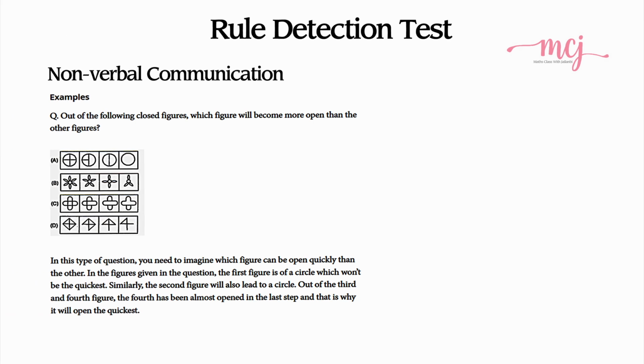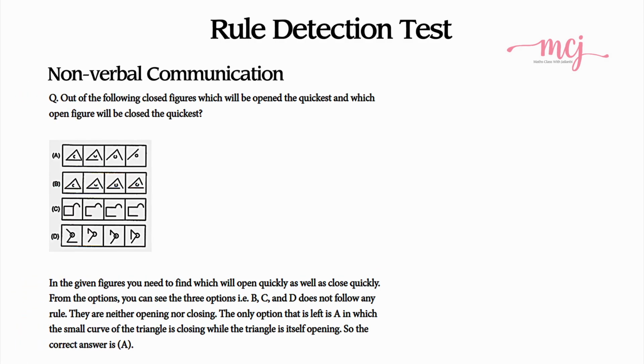Here we have some questions. Let us discuss them. First question: out of the following closed figures, which figure will become more open than the other figures? Here we have options with figures. In this type of question, you need to imagine which figure can be opened quicker than the other. In the figures given in the question, the first figure is of a circle, which won't be the quickest. Similarly, the second figure will also lead to a circle. Out of the third and fourth figure, the fourth has been almost opened in the first step, and that is why it will open the quickest.